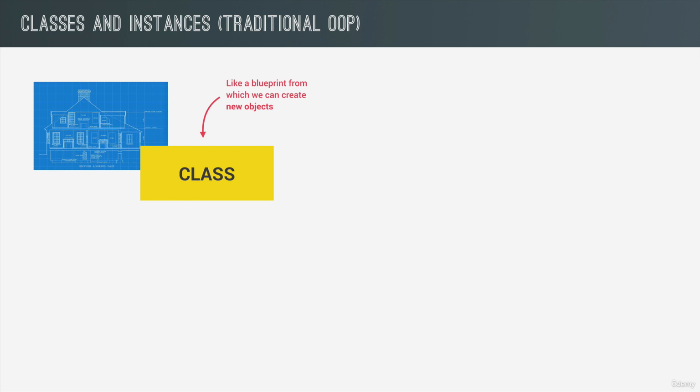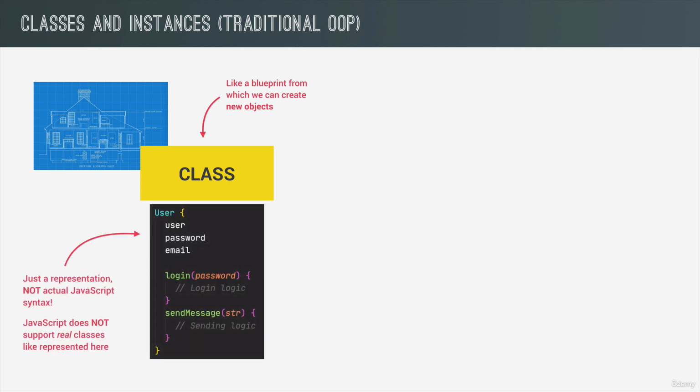However, from that blueprint, many real houses can then be built in the real world. And with classes, it's just the same. So let's take a look at this fictional user class as an example. And I say fictional because this is not actual JavaScript syntax, okay?